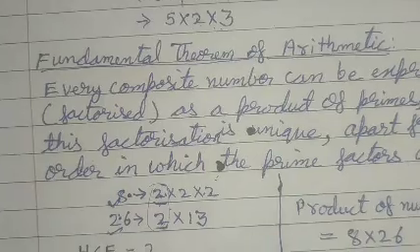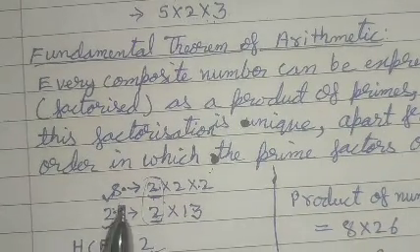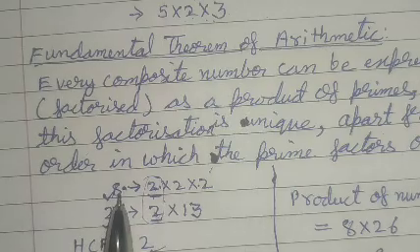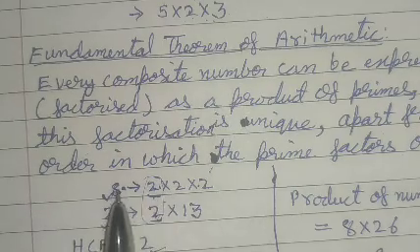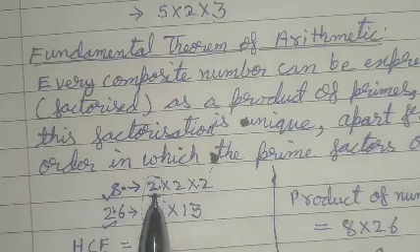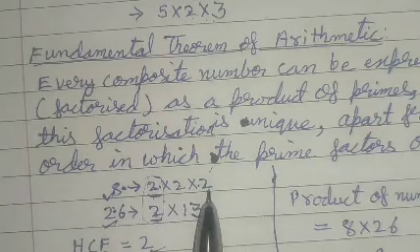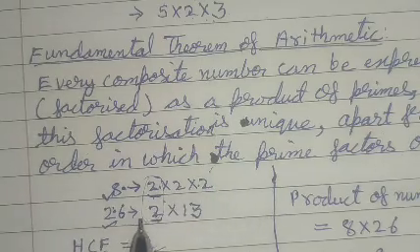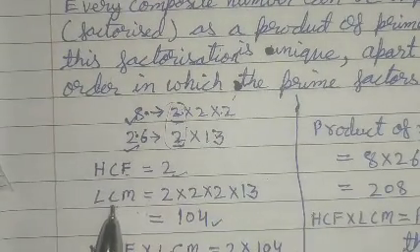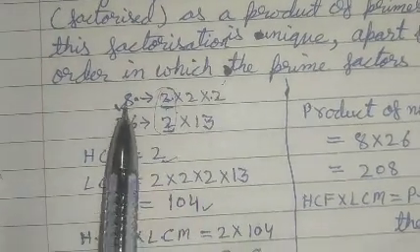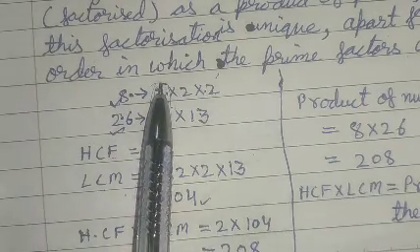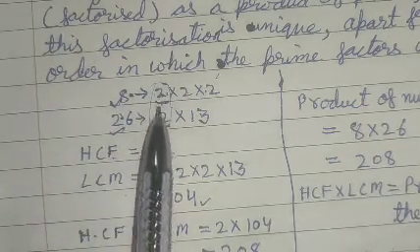Now, one more thing. Suppose I am taking two numbers, 8 and 26. Now 8 is a composite number. It can be written as the product of its prime factors. So 2 into 2 into 2. Now 26 can be written as 2 into 13. If you take HCF and LCM of these, so what is the HCF of 8 and 26? The common factor in these two is 2. Therefore, the HCF will be 2.